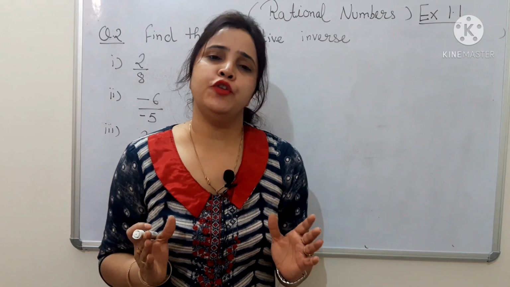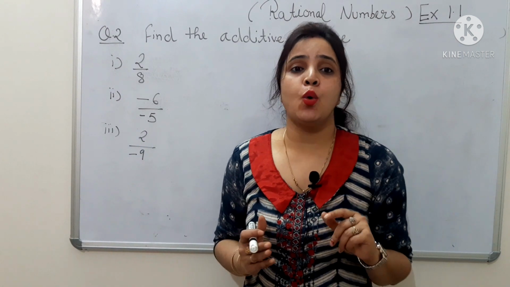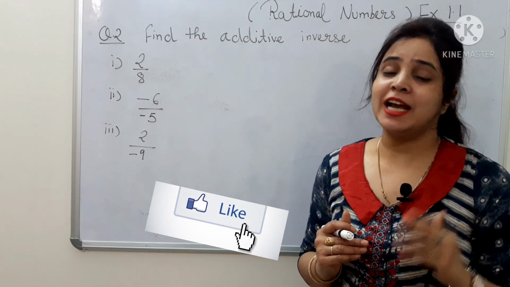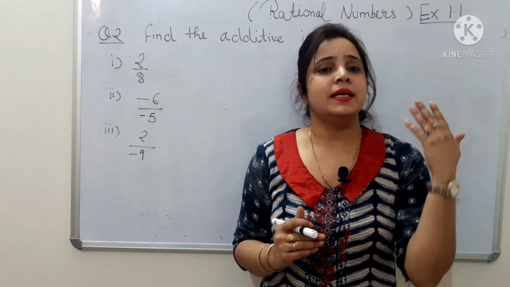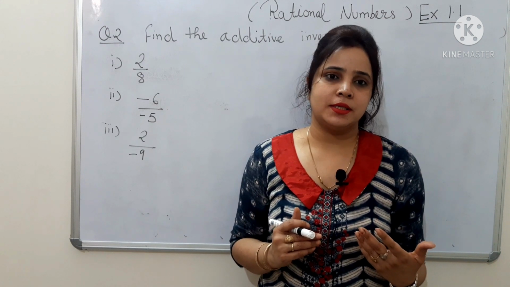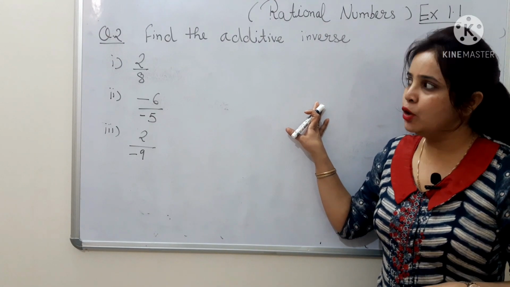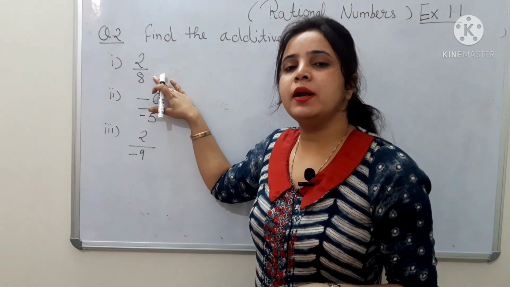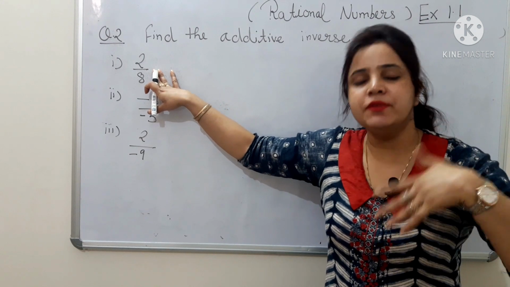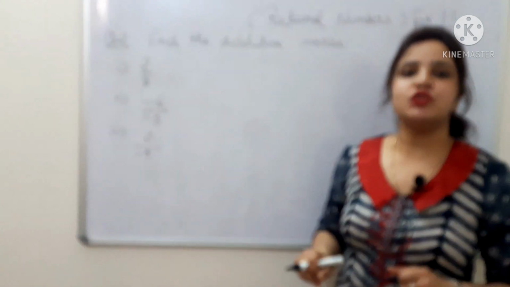Now the question number 2 of your exercise 1.1, quite a simple question it is. In the previous video, I had discussed with you negative of a number and additive inverse. That's why again I'm saying that you have to see my previous 2 videos for clearing the properties of the rational numbers. Okay. So additive inverse or negative of a number. We know the additive inverse or negative of a number is just the change of the sign. If it is plus, then make it negative. If it is negative, make it plus. Okay. So what is the additive inverse of 2 upon 8?